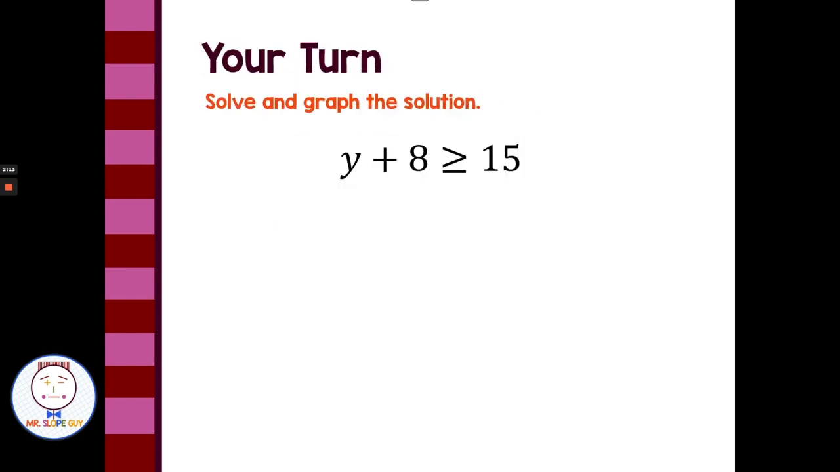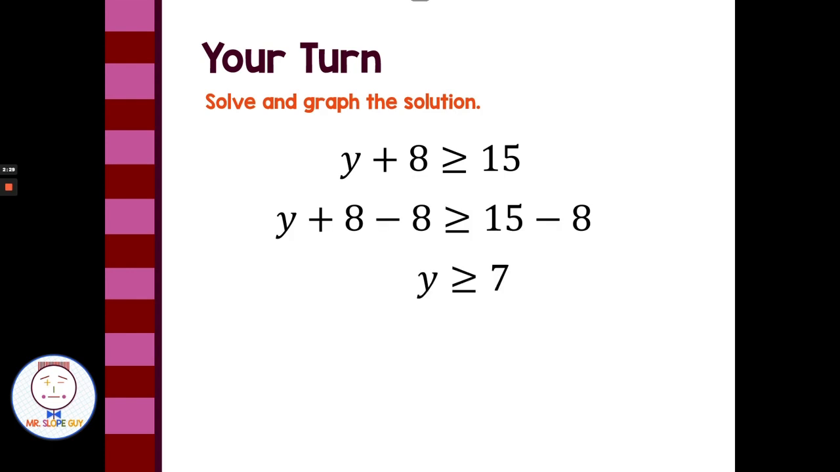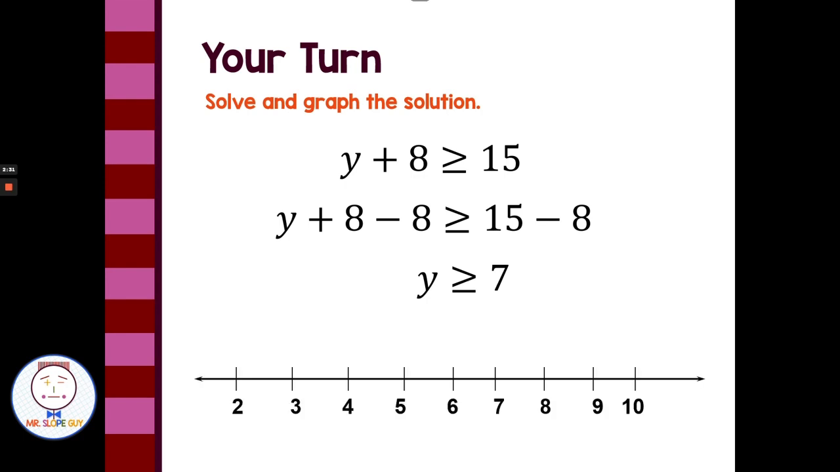All right, you guys try to solve and graph this inequality. Pause the video here, come back and see how you did. All right, welcome back. So what I would do first is to undo that plus 8 to the variable. I would subtract 8 from each side. Then we have y is greater than or equal to 7. On our number line, that would be a solid point on 7. And all these answers would work for y. 8 is greater than or equal to 7, 9 is greater than or equal to 7. So I'm going to shade this direction with all the solutions that work.